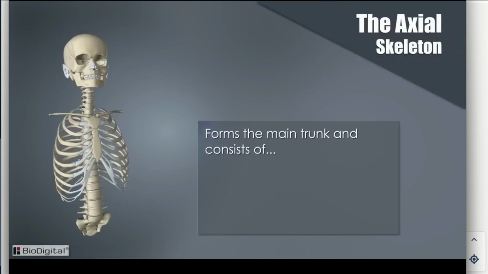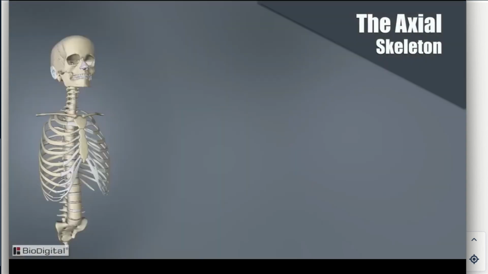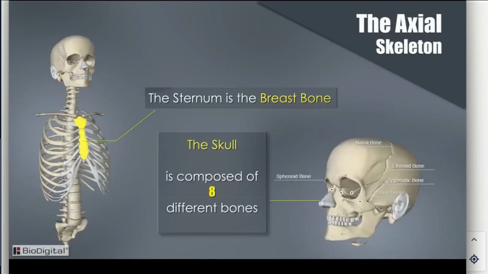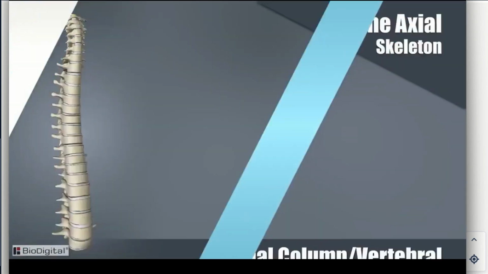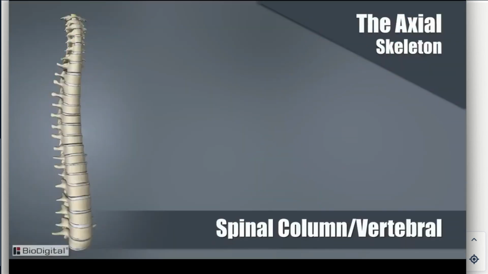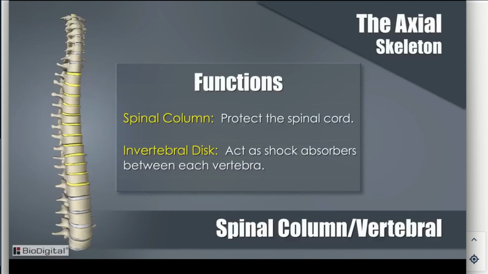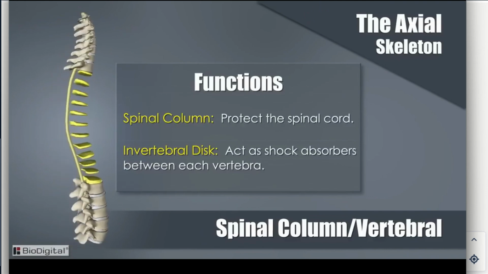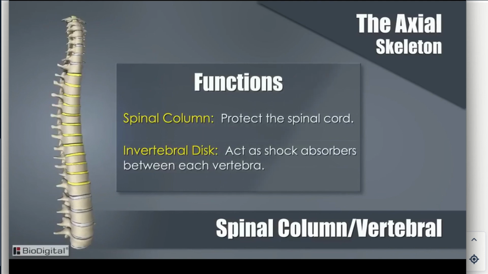Let us look into the axial skeleton in detail. The axial skeleton forms the main trunk and consists of the skull, the spinal column, ribs, and the sternum. The sternum is normally called the breastbone, composed of 8 different bones. The vertebral column, sometimes called the spinal column, is made up of 26 vertebrae, with an intervertebral disc between each vertebra. The spinal column protects the spinal cord, and the intervertebral discs act as shock absorbers because they have cartilage surrounding them.